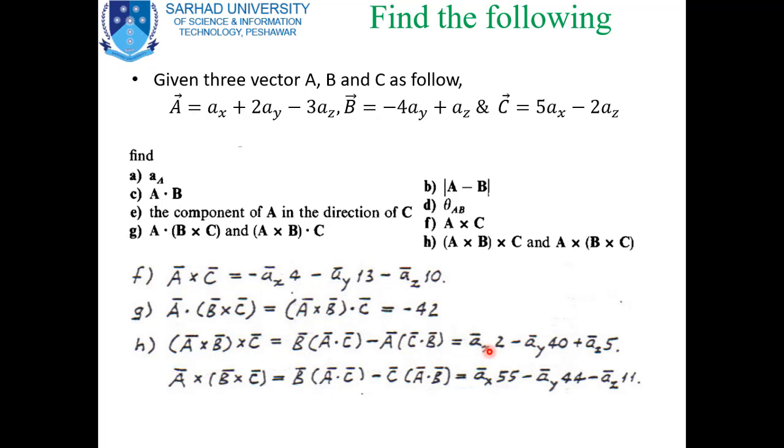So your final expression for A cross B cross C is equal to 2ax minus 40ay plus 5az, and similarly for A cross bracket B cross C, you will get 55ax minus 44ay minus 11az.